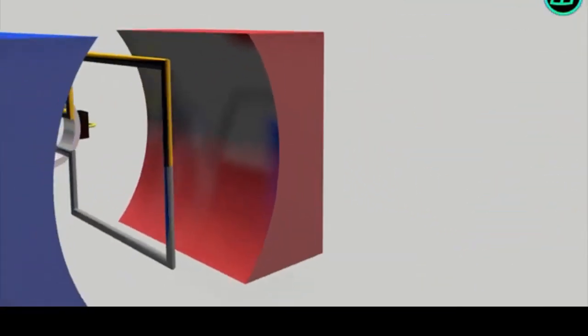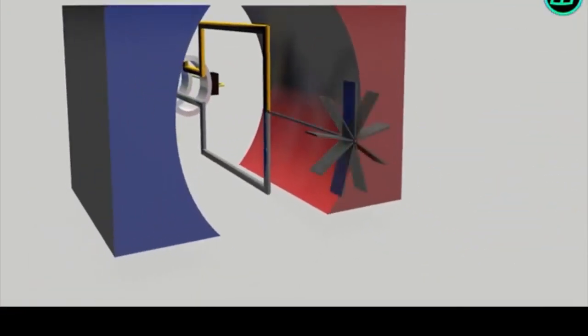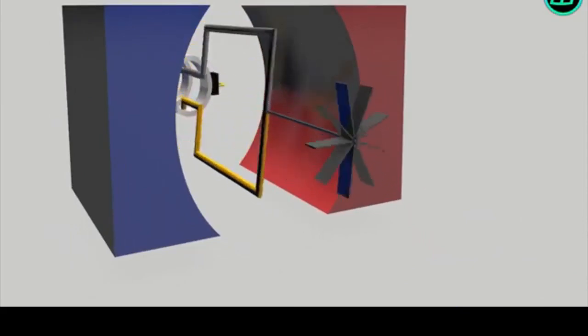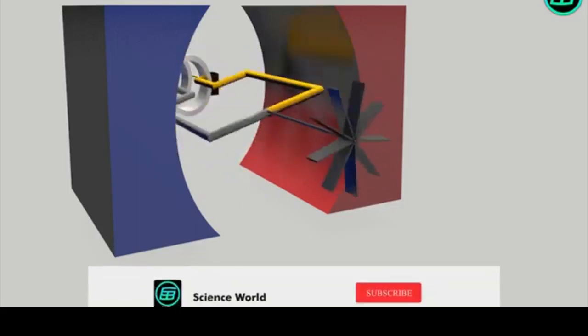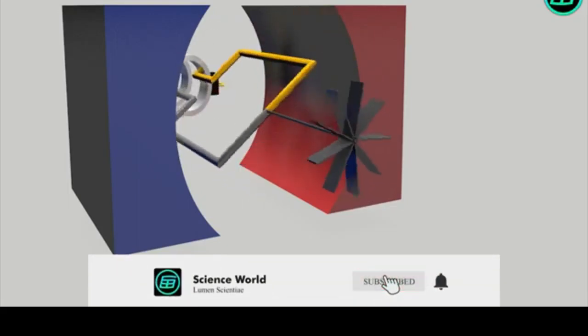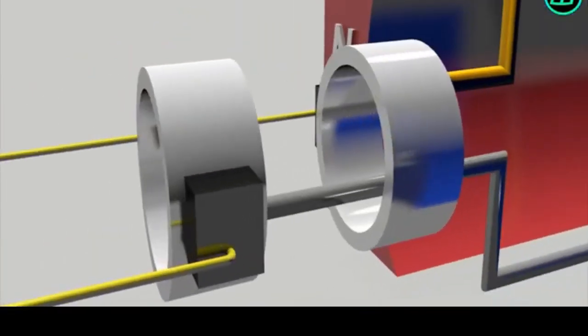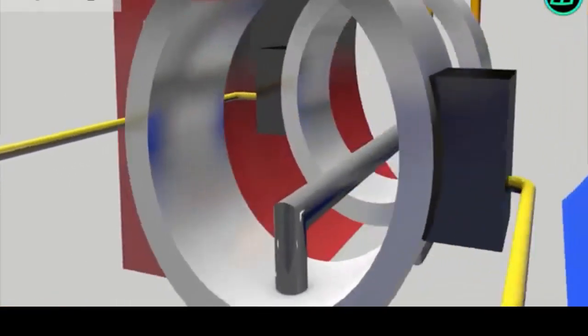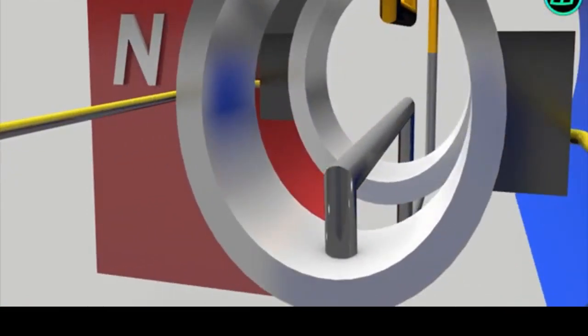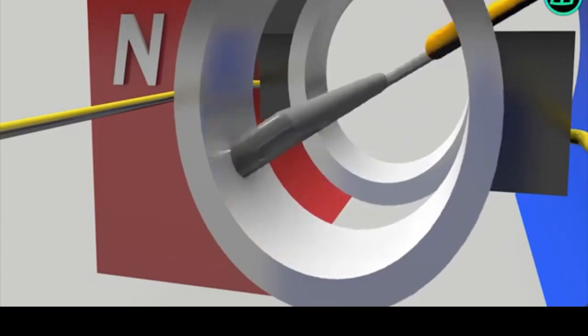The armature can be rotated in various ways, for example using pressurized steam, as in a power plant, a flow of water from a dam, or a flow of air from a wind turbine. These parts are called slip rings. They are also made of metal and are connected to the armature. The slip rings and the armature rotate together.